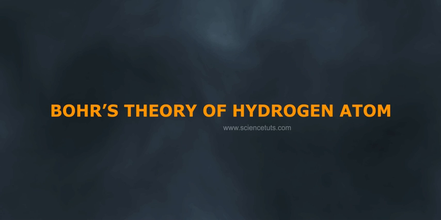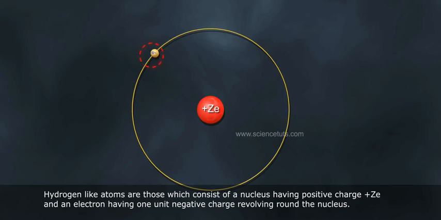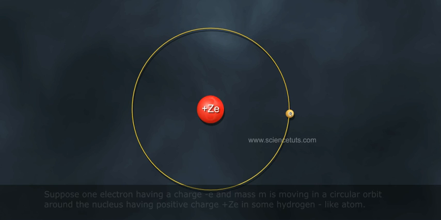Bohr's theory of hydrogen atom. Hydrogen-like atoms are those which consist of a nucleus having positive charge plus Ze and an electron having 1 unit negative charge revolving round the nucleus. These are basically ions like helium plus, lithium 2 plus, etc. These ions are called hydrogen-like atoms.